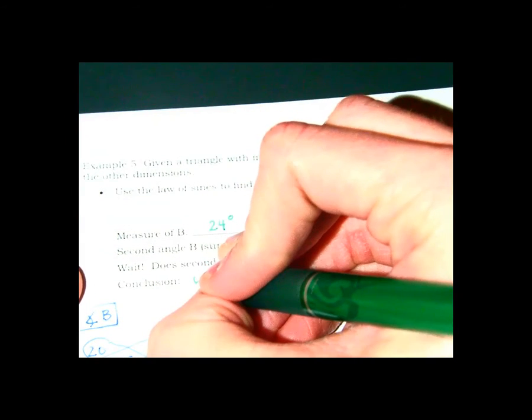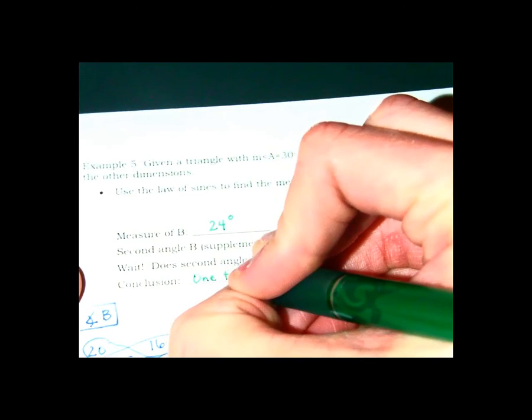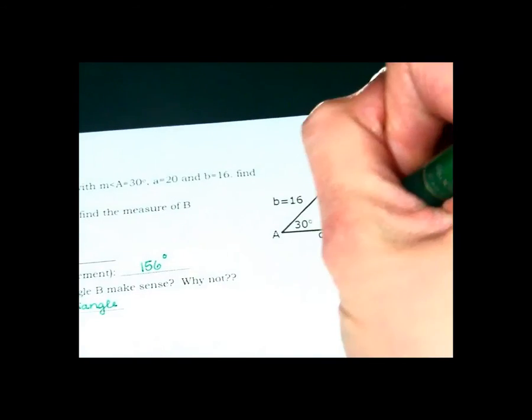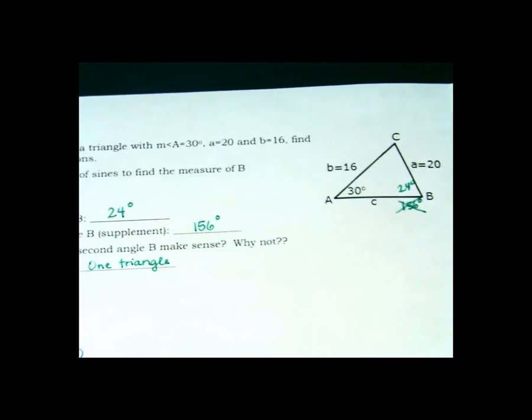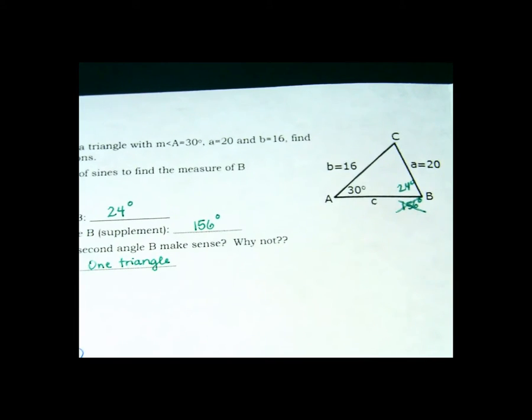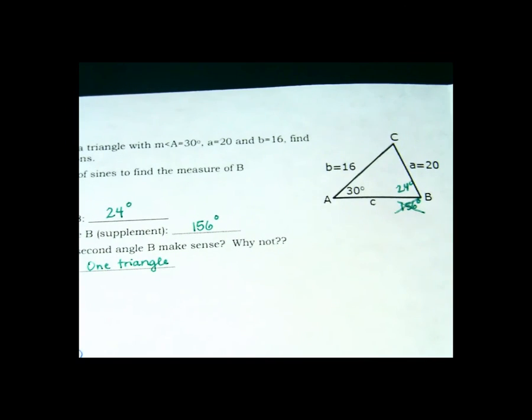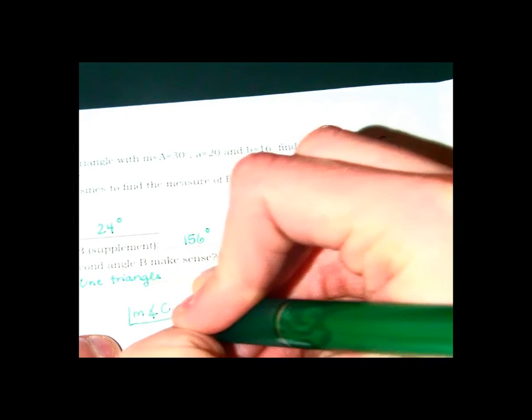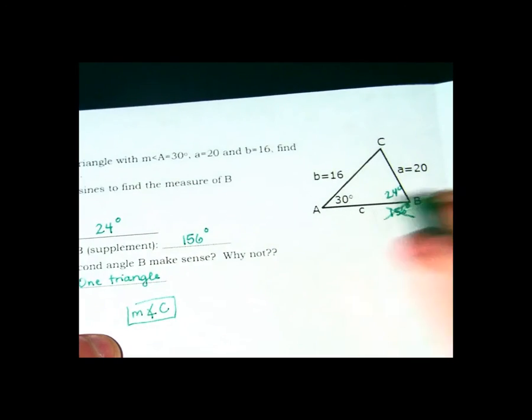The conclusion is there is only one triangle. So we don't even have to worry about the second one. It does not work, because 156 plus 30 is over 180 to begin with. We don't even have extra room for C. So if this is actually 24, we can then move on. We can find the measure of angle C, and then later find side length C.